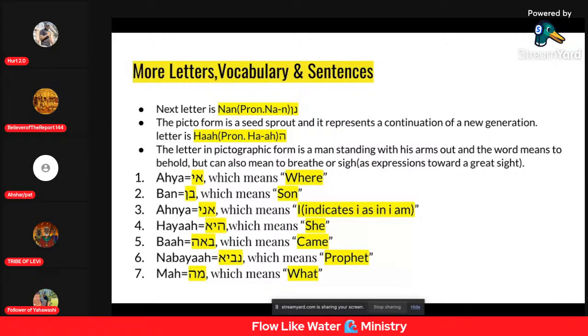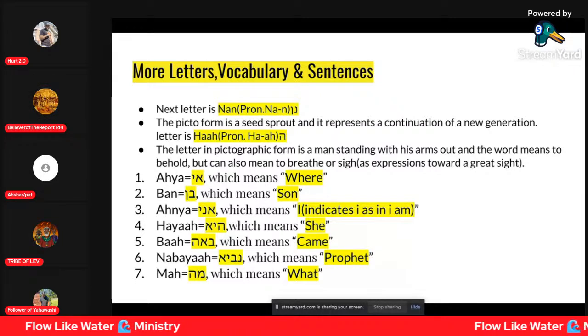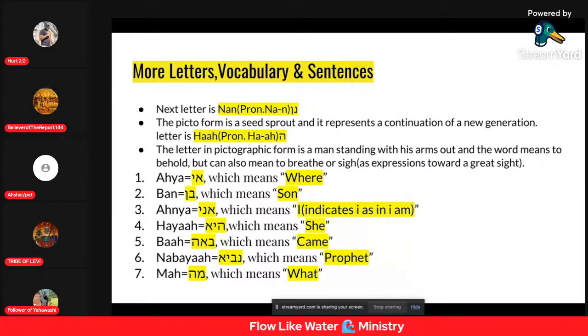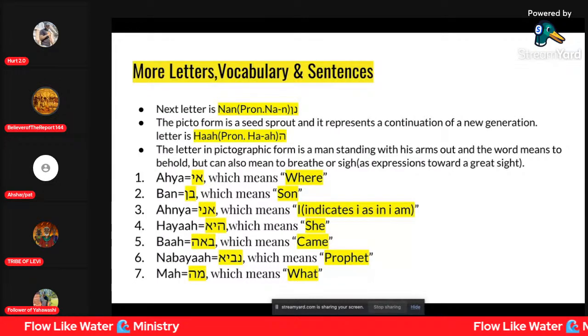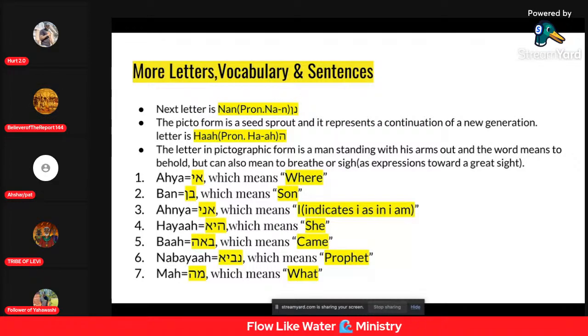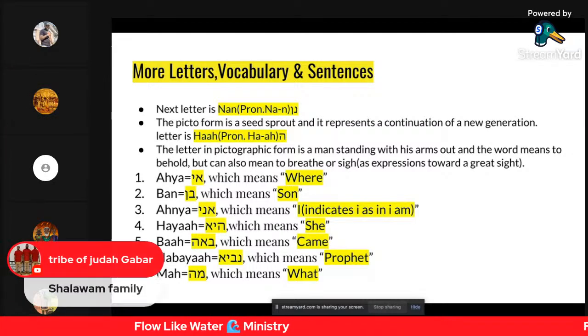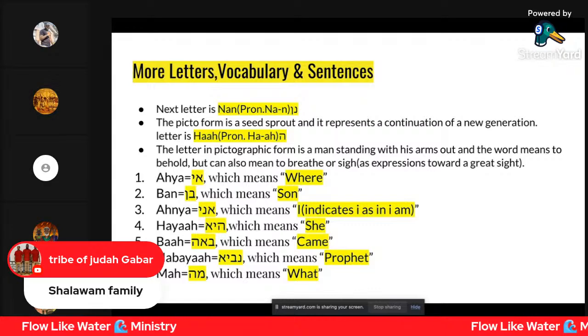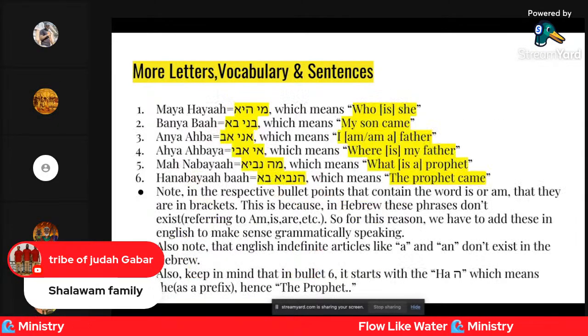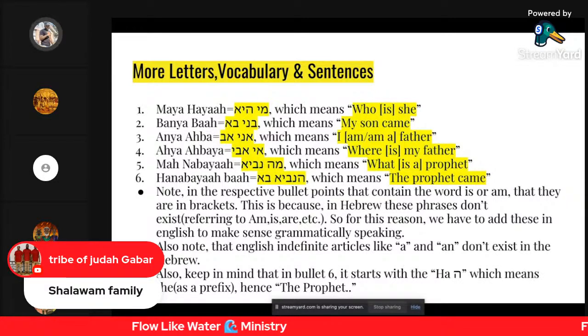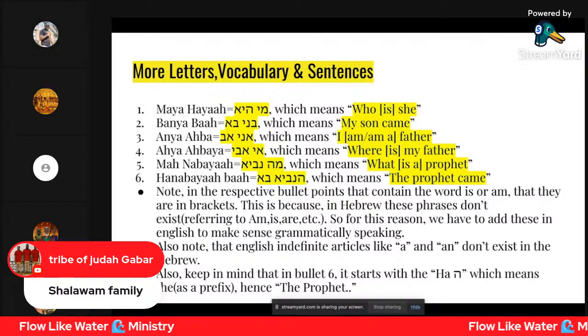It seems simple enough, but the more you're repetitive with the practice of going over just the letters and then the words, reading the Hebrew text is going to come very easily for you. But let's move on to the next one. More letters, vocabulary, and sentences.